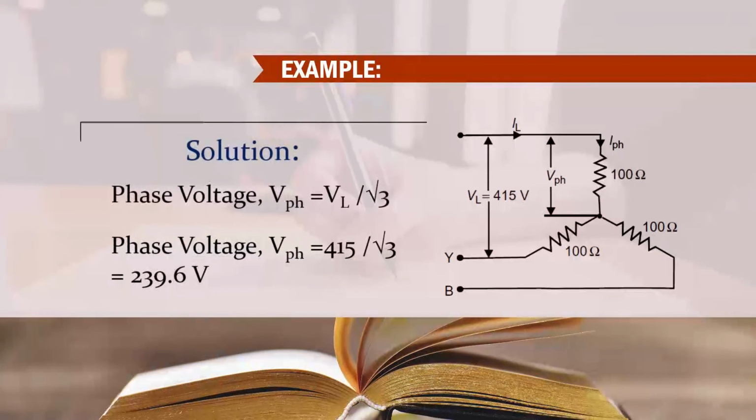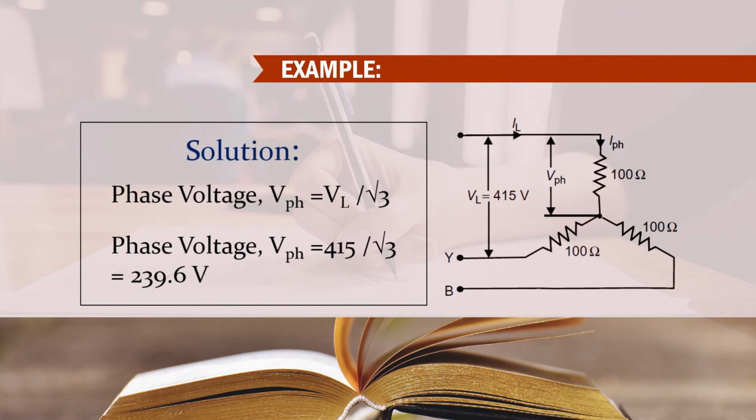For the star connection, what is the relation between the phase voltage and line voltage? Phase voltage is equal to line voltage divided by root 3. Here the line voltage is already given, that is 415. So just put the value of line voltage, 415, and you will get the phase voltage equal to 239.6 volt.